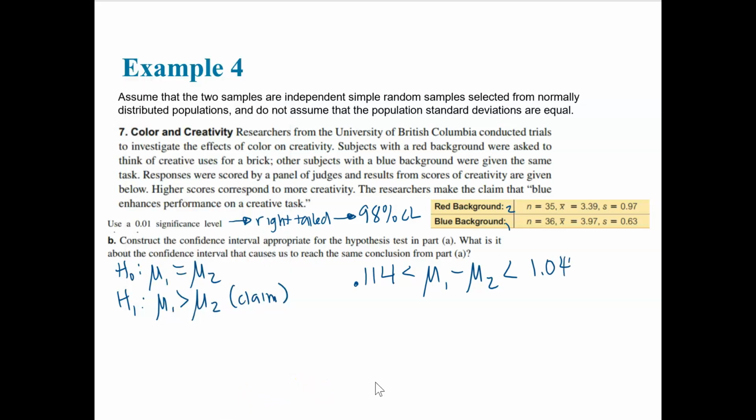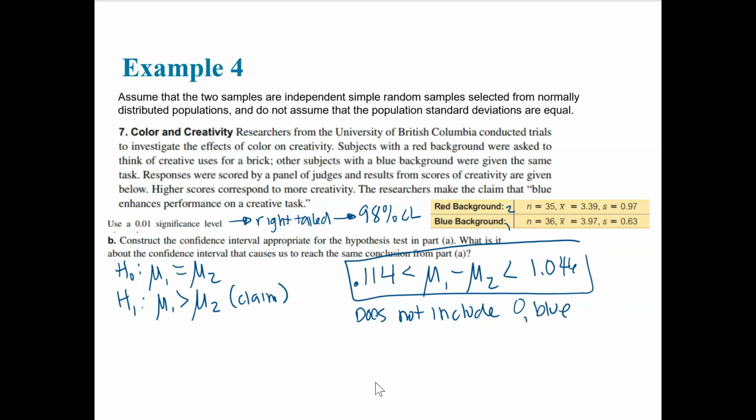1.046. So we're 98% confident that the difference between the two population means is between 0.114 and 1.046. That does not include 0. So that supports the claim that there is a difference between the two means. So blue enhances performance, just like we found with the hypothesis test.